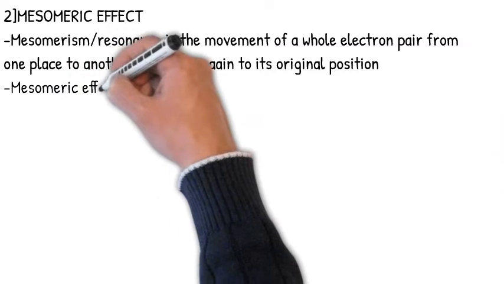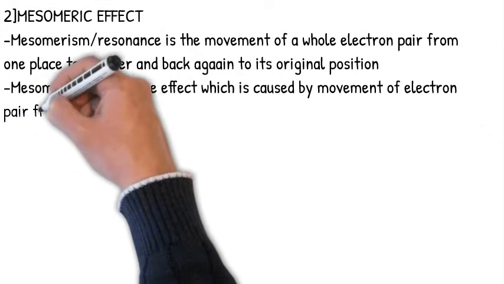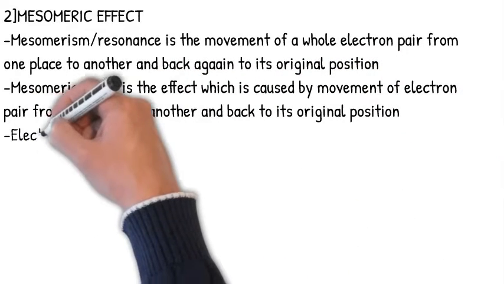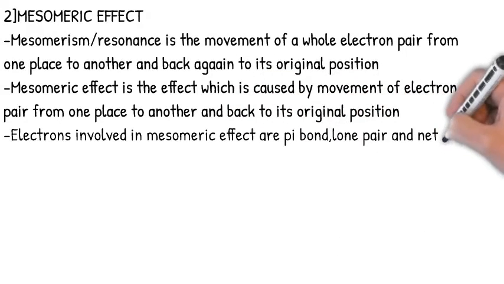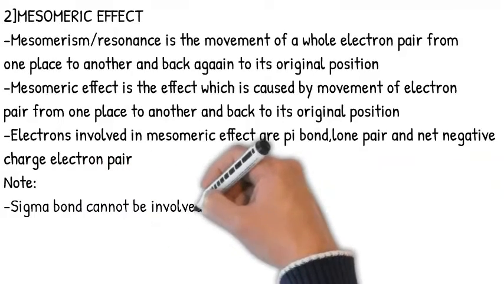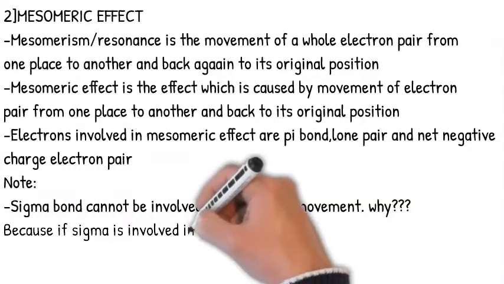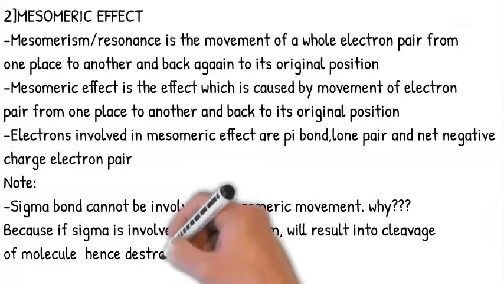Mesomeric effect is the effect which is caused by movement of electron pair from one place to another and back to its original position. Electrons involved in mesomeric effect are pi bond, lone pair, and net negative charge electron pair. Note: sigma bond cannot be involved in mesomeric movement. Why? Because if sigma bond is involved in mesomerism, it will result in cleavage of the molecule, hence destroy the compound.